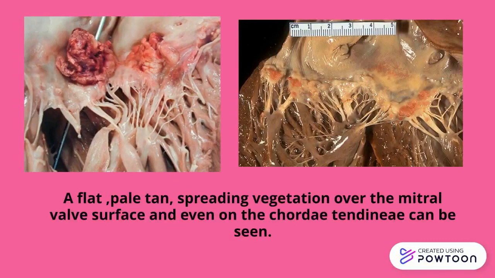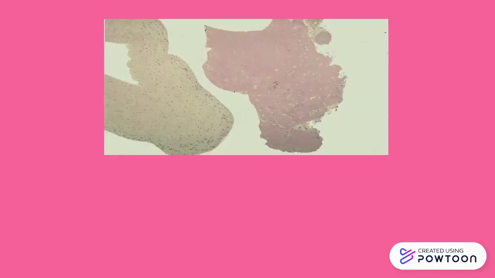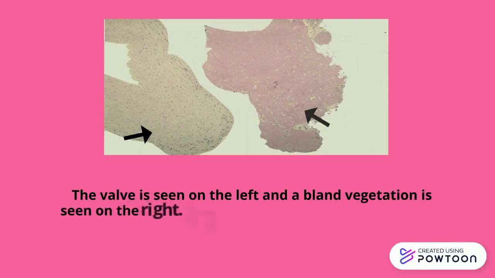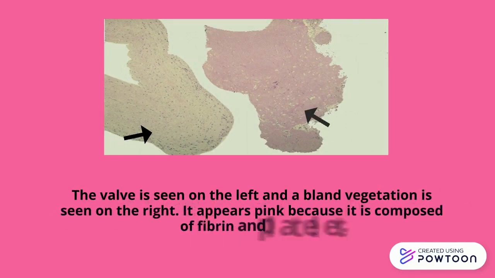A flat, pale tan vegetation spreading over the mitral valve surface and even on the chordae tendineae can be seen in the diagram. The valve is seen on the left and a bland vegetation is seen on the right. It appears pink because it is composed of fibrin and platelets.